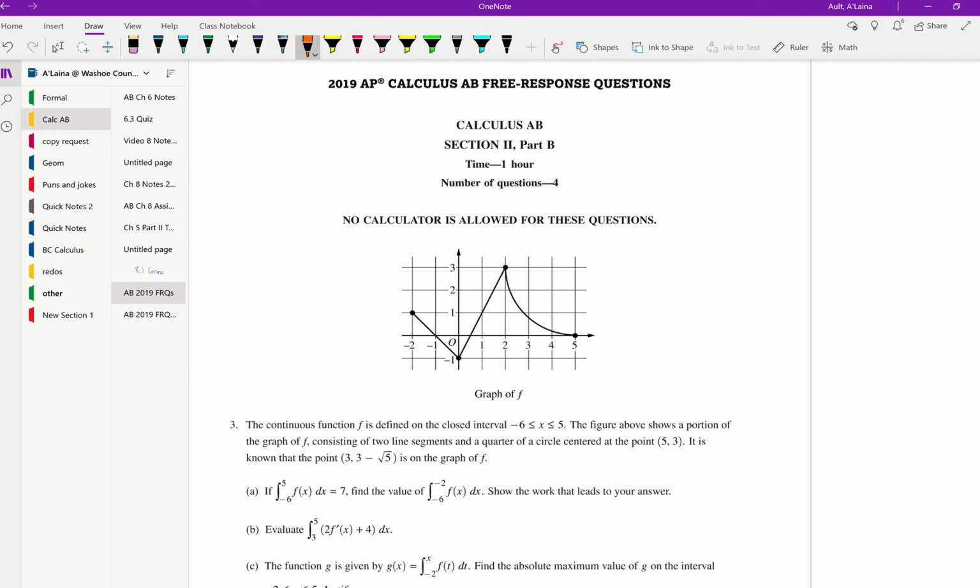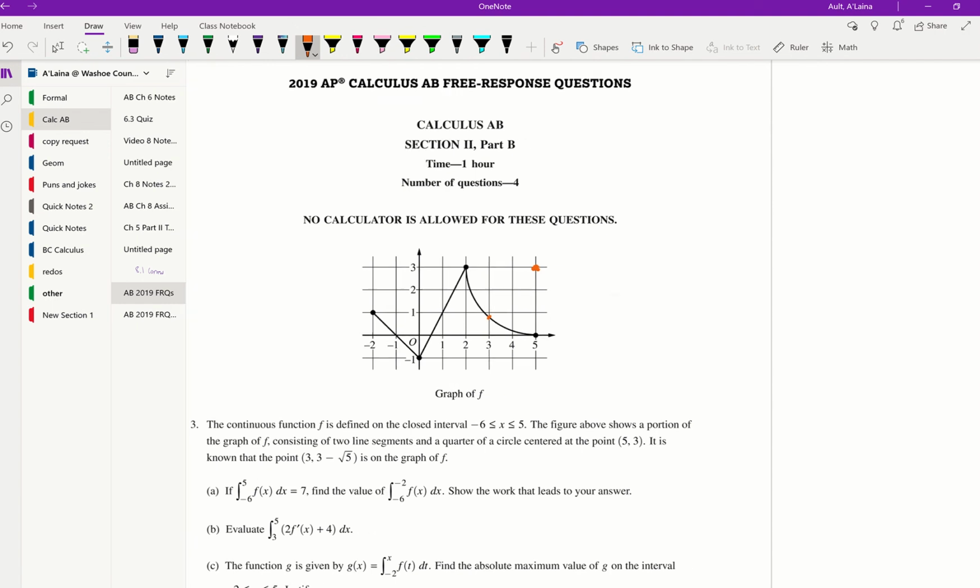This graph is consisting of 2 line segments and a quarter of a circle. And the quarter of this circle is centered at 5, 3. This is the center of this quarter circle. It is known that the point 3, 3 minus the square root of 5 is on the graph of f. In other words, that's the ordered pair right here. All right, so for part A, if the definite integral from -6 to 5 of f of x dx is equal to 7, then find the definite integral from -6 to -2 of f of x dx and show the work that leads to your answer.